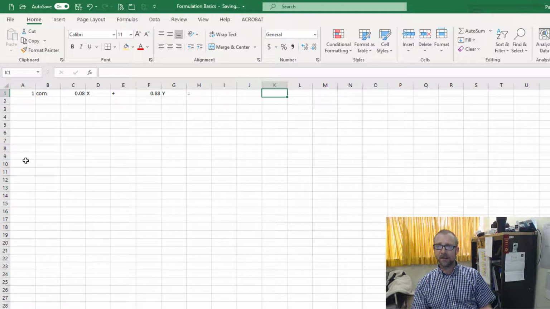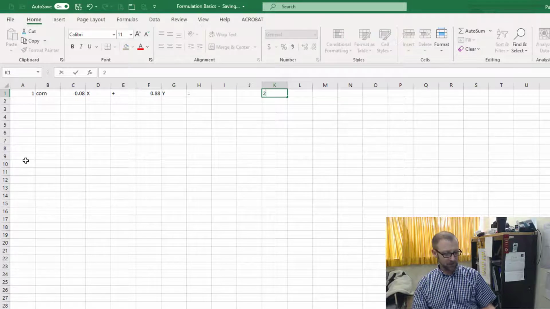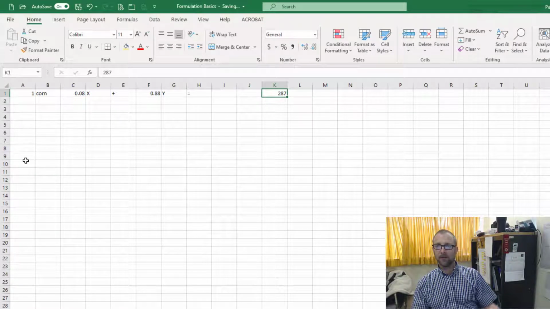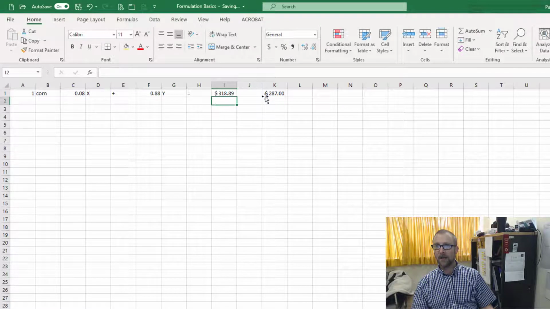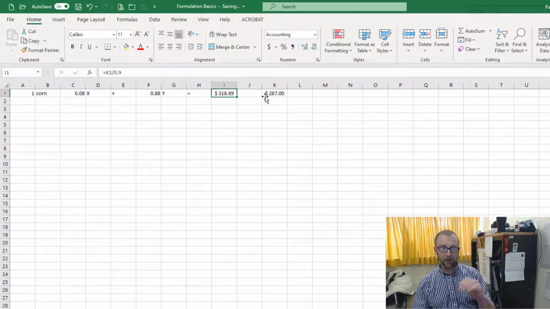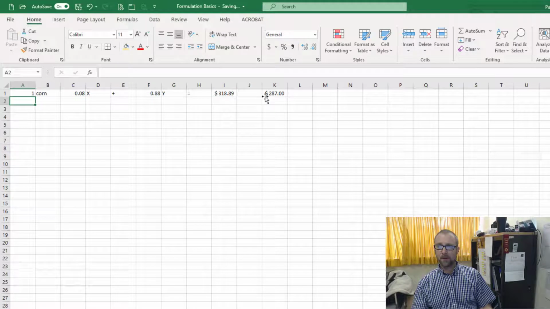Now I just got finished saying that the feed is worth $287 a ton. The only problem with using that number directly is that it's an as-fed basis. We should really convert that to a dry matter basis. So let's assume just for now that the dry matter of that corn is 90%. That means we would take this 287 and divide it by 0.9, and we get a $318 value for that corn on a dry matter basis. So a ton of dry corn, dried all the way down with no moisture in it, would be $318.89.